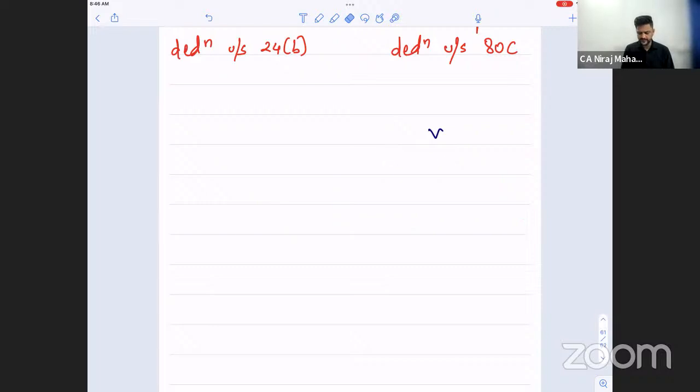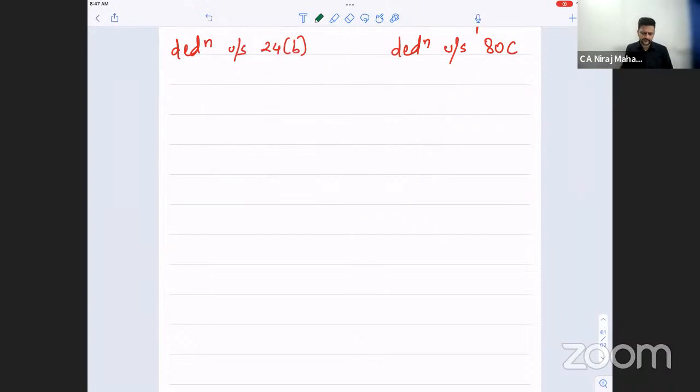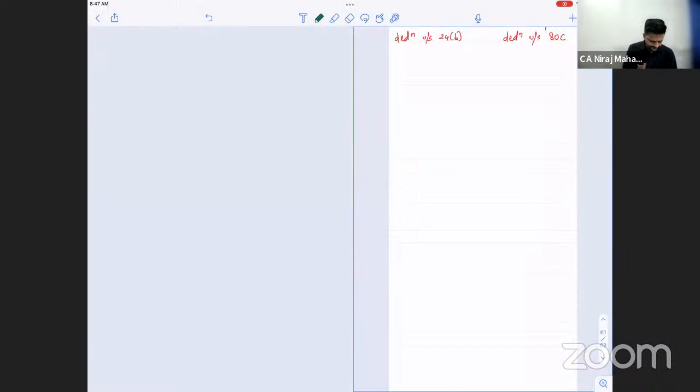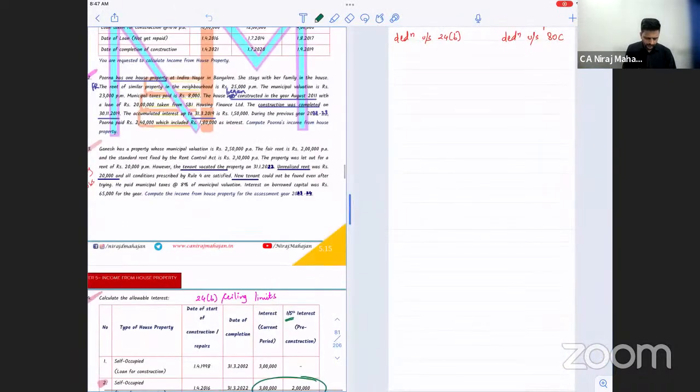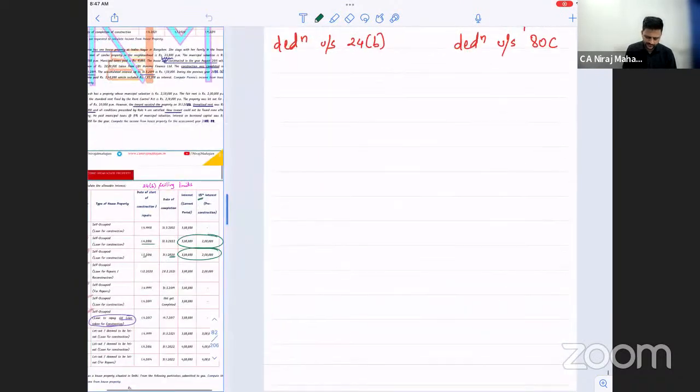Had we written anywhere the 80C ceiling limit? No, no, we have not written anywhere. No? Fine, no issue. Chalo. Let's write down the case for Purna. Let's finish your question. Compute Purna's income from HP. That's it. Very simple question, I guess. Chalo, write down the computation of.